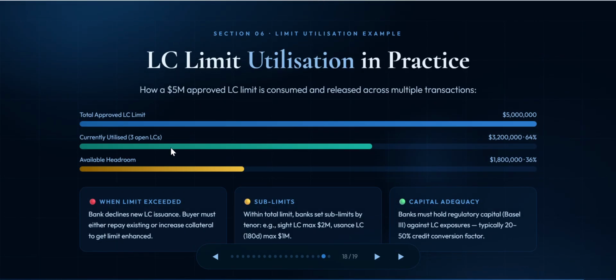LC limit utilization in practice. The bank will set a total approved limit. Out of the total approved limit, how much is utilized and how much is the available limit remaining to be utilized. If the LC limit exceeds, then further LCs cannot be issued. If the sublimit exceeds, then proper approval needs to be taken from the credit function. And then capital adequacy, which is basically for Basel reporting purposes.